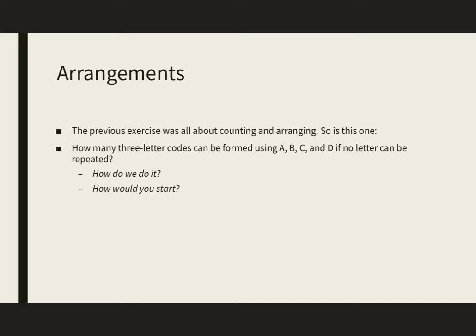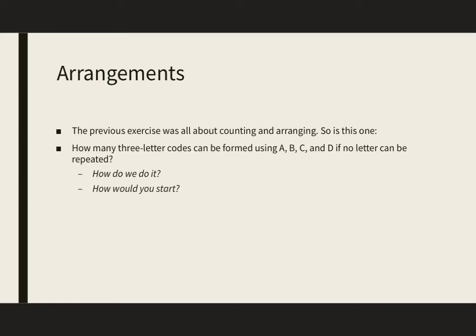That exercise was all about counting and arranging, something that we can all do and we've done for a while. Now here's another one, and we're going to get a visual understanding of what this looks like. How many 3-letter codes can be formed using A, B, C, and D if no letter can be repeated? So how do we do it? And by the way, there are no notes for this. How do we do it?